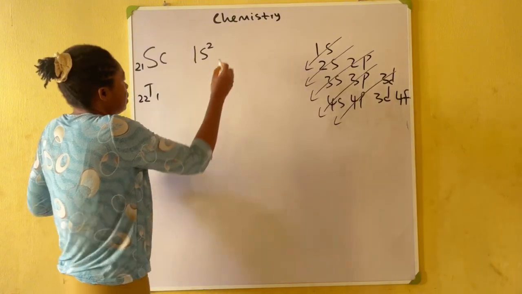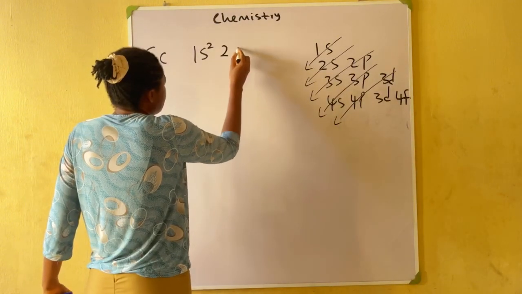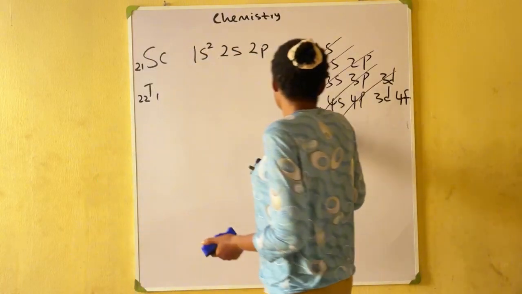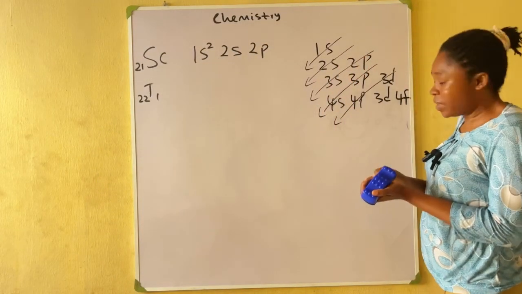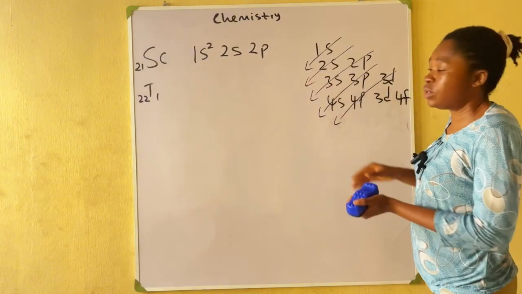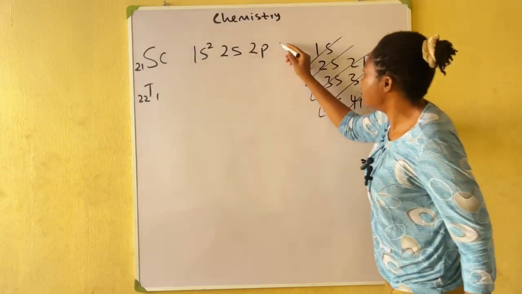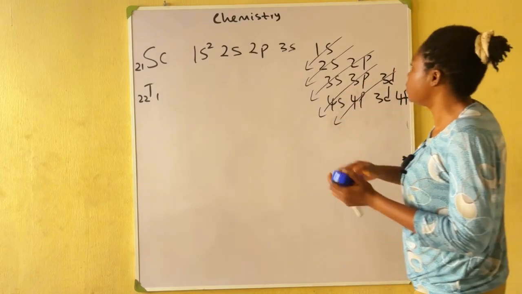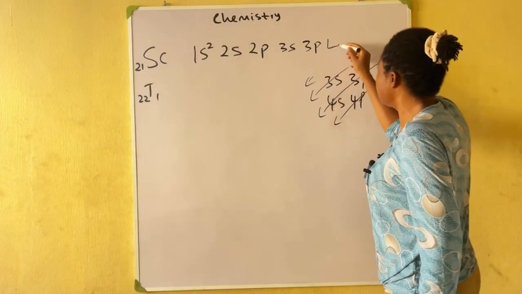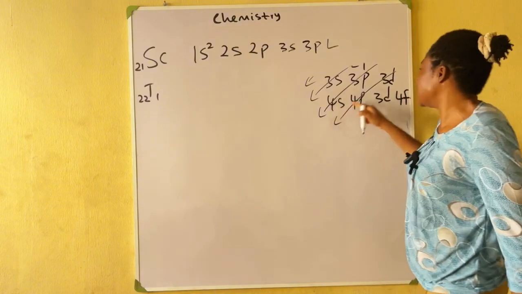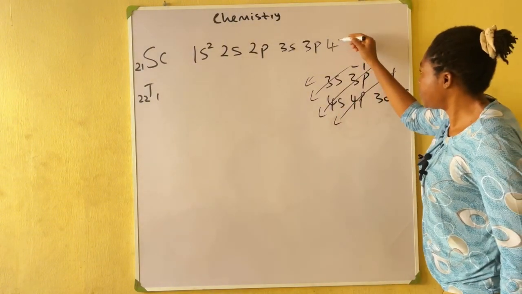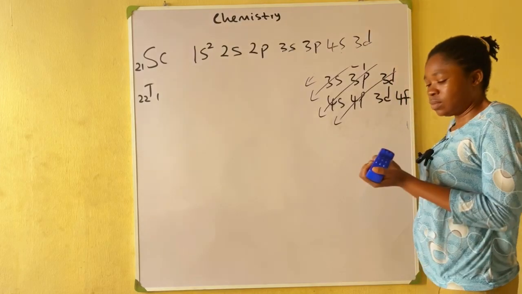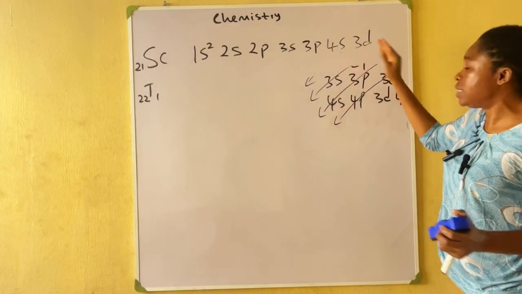So this 1s. After 1s is what? 2s. After 2s is 2p. You can write this in your book so that you have a wider space to write. After 2p is 3s. After 3s, the next is what? 3p. After 3p, I have 4s. All right, after 4s, I have 3d. Good. So look at this: 4s, 3d.